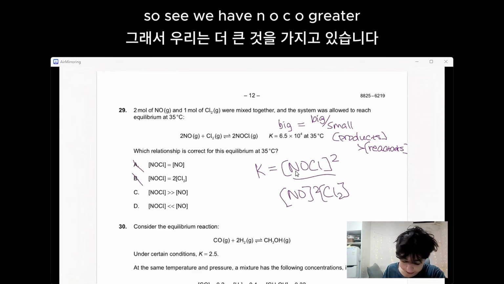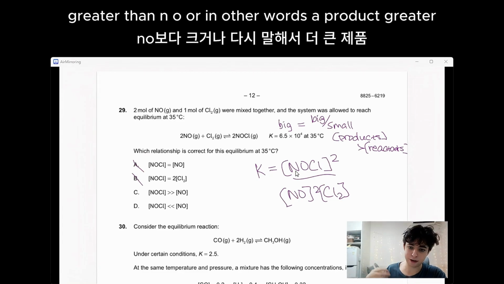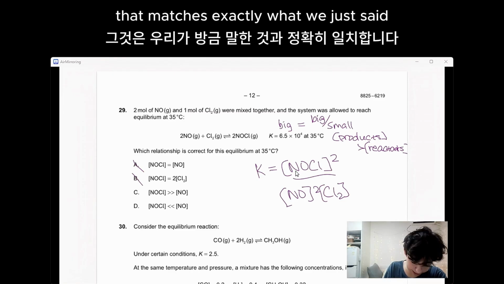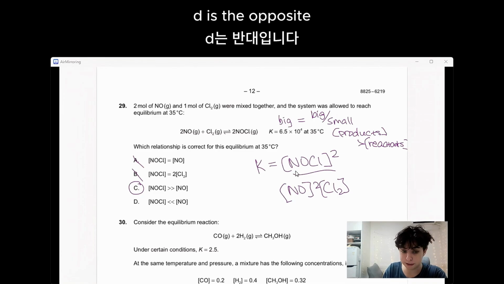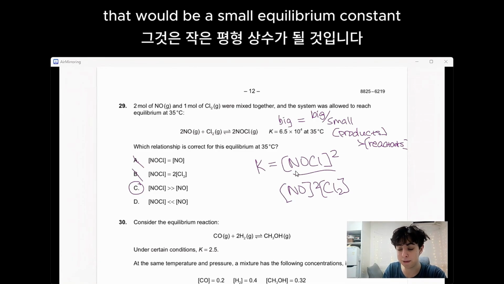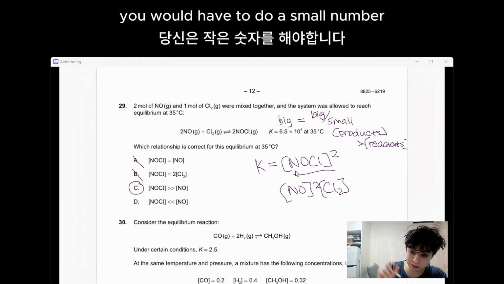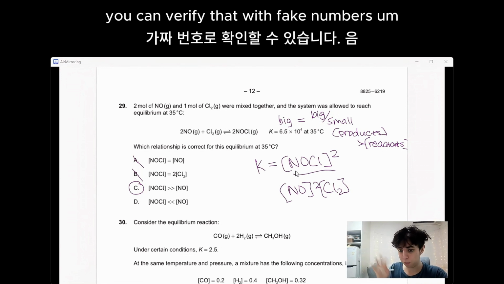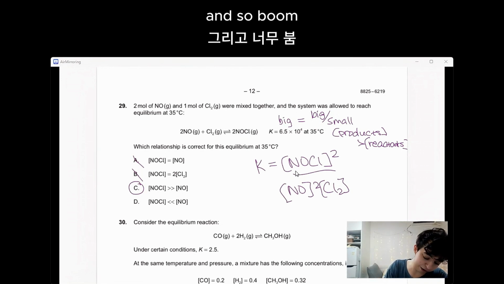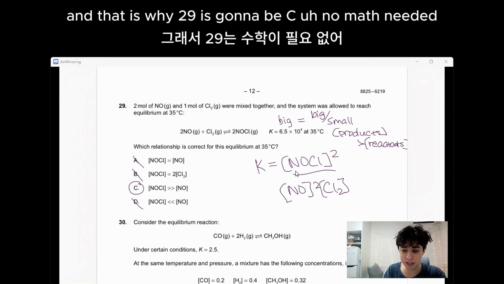So C, we have NOCl greater than NO. Or, in other words, a product greater than a reactant. That matches exactly what we just said from our big equilibrium constant. D is the opposite, saying that we have more reactants than products. That would be if we had a small equilibrium constant. So to get a small number, you would have to do a small number divided by a big number. And once again, you can verify that with fake numbers. And so, boom. And that is why 29 is going to be C.